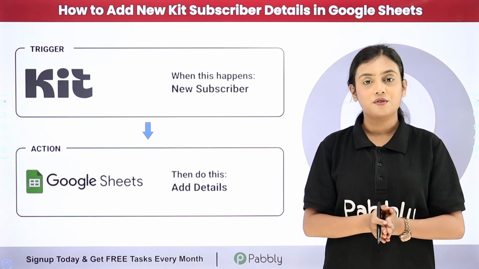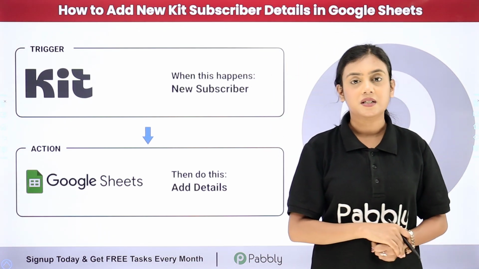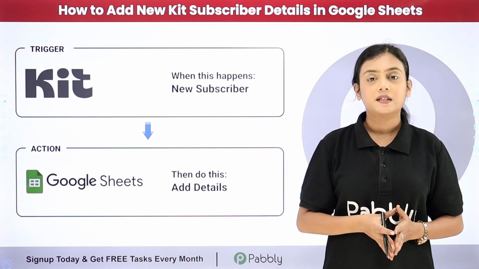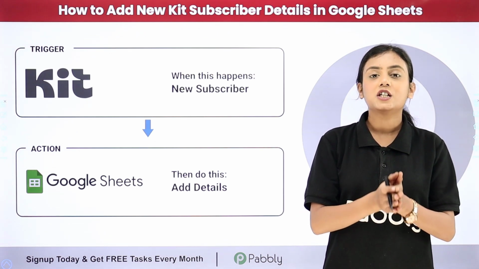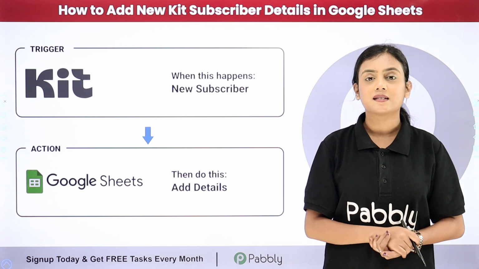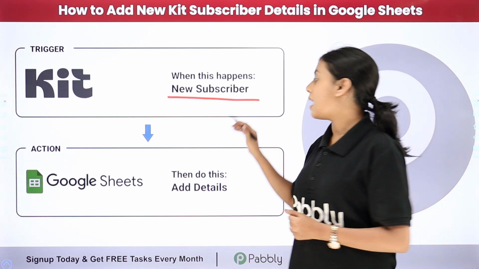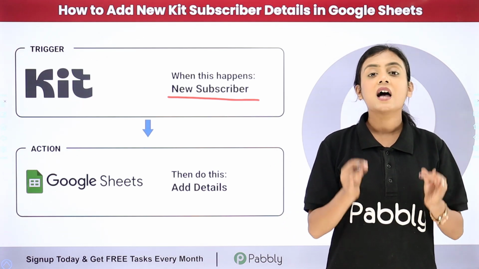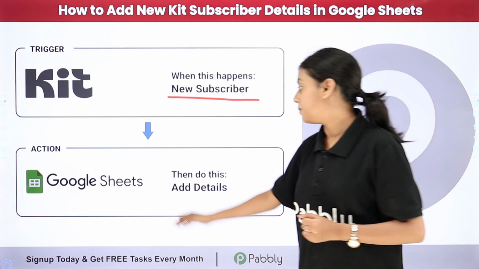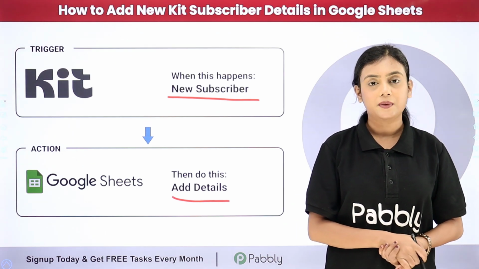In this video we're going to learn how to add new Kit subscriber details in Google Sheets. So I'm an owner of a fitness studio and I manage my members, sign-ins and the subscriptions with the help of Kit. Here what I want is that as soon as a new subscriber is added in my Kit account, I want to create a record of that subscriber in my Google Sheets. Now doing this manually is very time consuming.